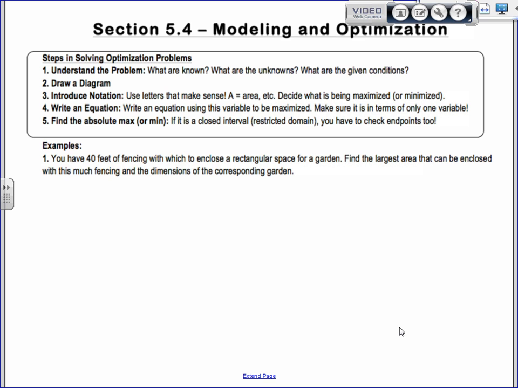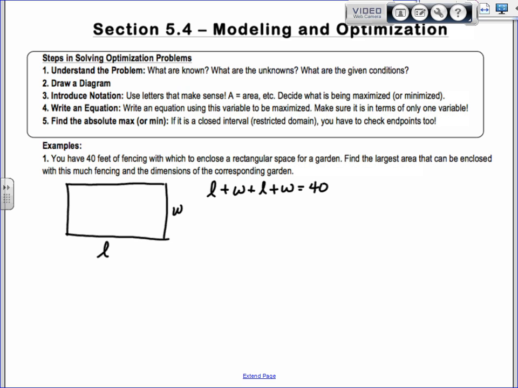So number one, it says you have 40 feet of fencing with which to enclose a rectangular space for a garden. Okay, so we have a rectangle, and you have 40 feet. So yes, you can say that we have the length and the width. But we know that length plus width plus length plus width has to equal 40, right? That's going to allow us to get our other equation in terms of one variable.